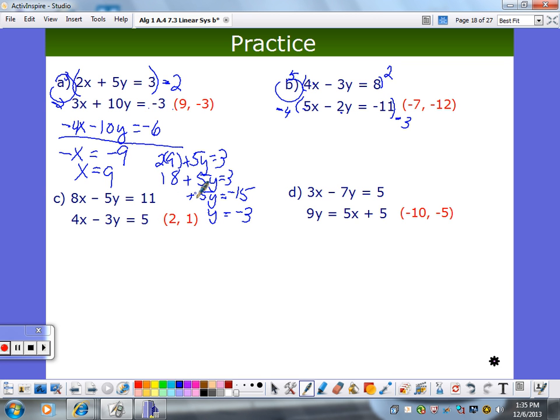Okay, you went the other way. You did 6x plus 15y equals 6. And then what's the other one? Negative 6x minus 20y equals 6. Is that what you have? Then you add. Since we're adding, 15y minus 20y.